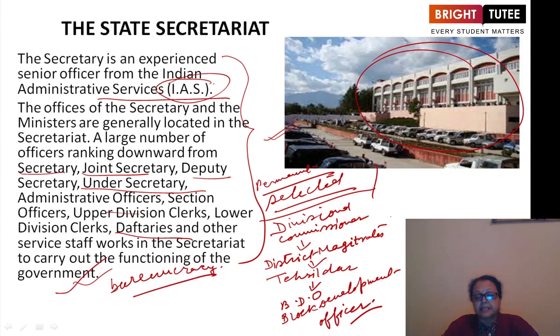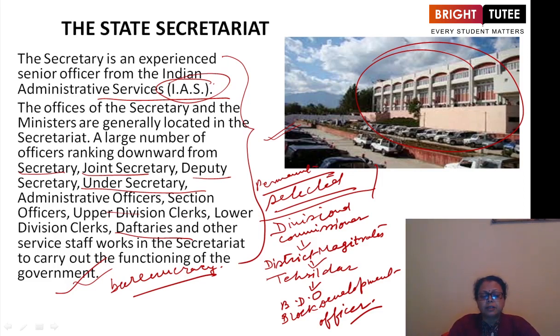After this, at the state level, we have the secretary. The secretary is assisted by the joint secretary, deputy secretary, under secretary, different administrative officers, then upper division clerks, lower division clerks, daftaris, and other service staff working in the secretariat, who are supposed to carry out the day-to-day functioning of the government.